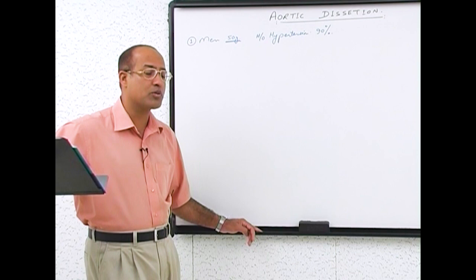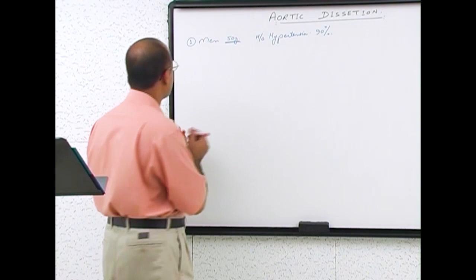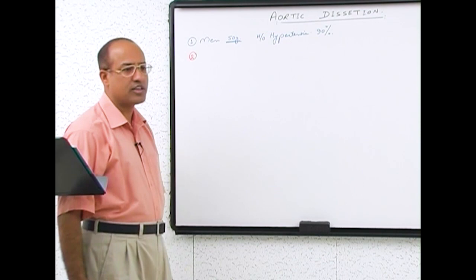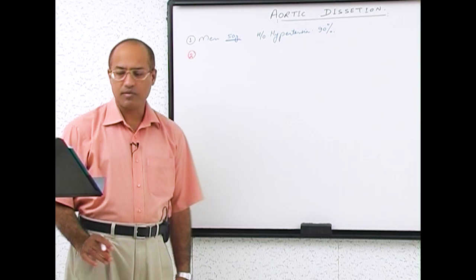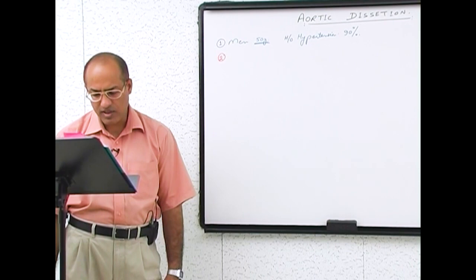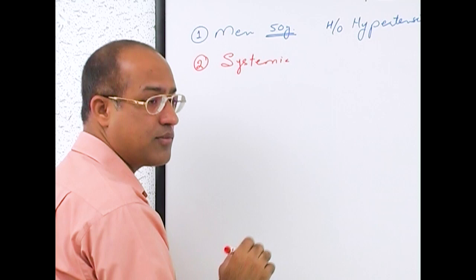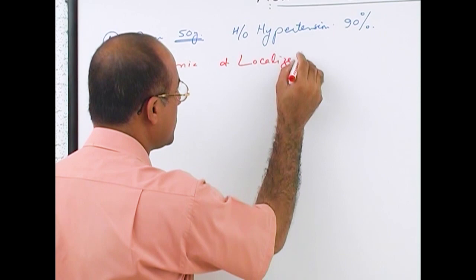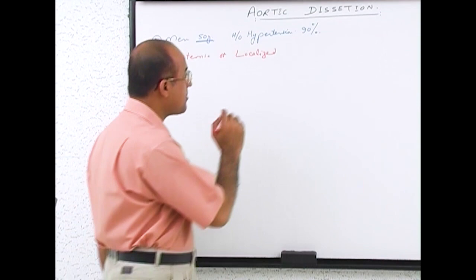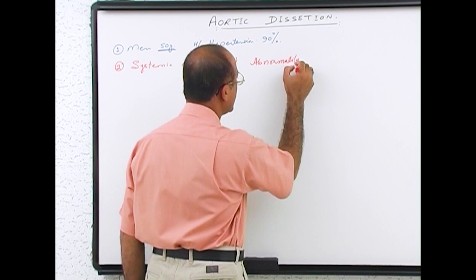The second important group is a younger group of people, which may be men or women, somewhere around 20 years of age. These younger patients have some underlying systemic or localized abnormality of connective tissue. Localized means only in the aorta. Systemic means in multiple systems in the body. They have an abnormality of connective tissue.